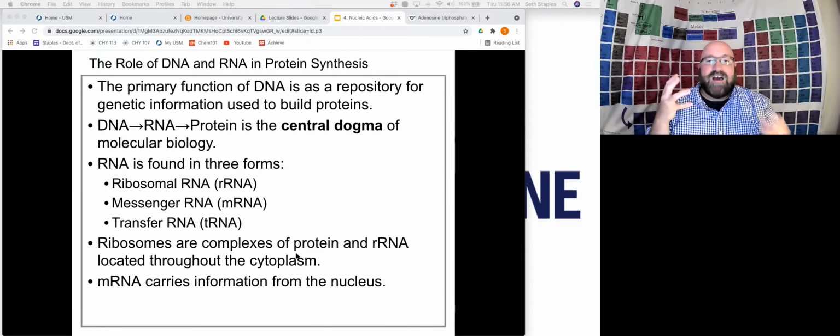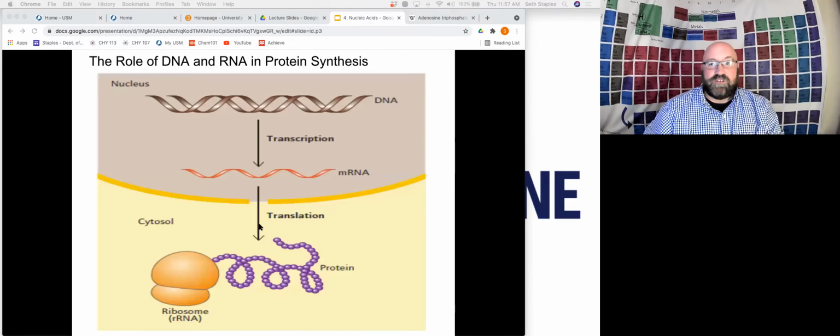There are 3 types of RNA: ribosomal RNA, messenger RNA, and transfer RNA. And we'll take a look at all of those. Thinking back to your basic biology and your cell structure, remember that ribosomes are complexes of protein and ribosomal RNA, which are located throughout the cytoplasm of a cell. Messenger RNA carries information from the nucleus. We're going to get into a little bit more detail in a bit, but here's a nice diagram of what's going on.